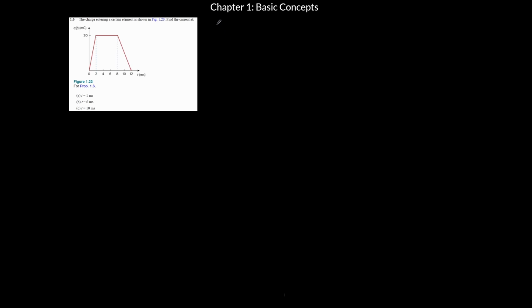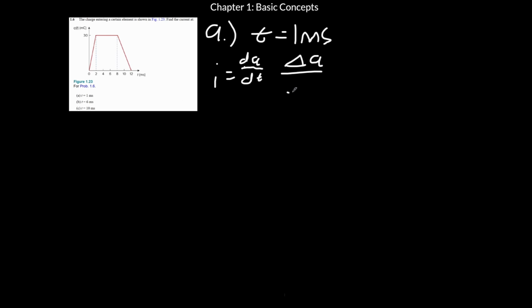For A, we're going to be looking at 1 millisecond, so t is equal to 1 millisecond. And using our formulas from before, we can just see that I is going to be equal to dq with respect to time. So we could use this formula, right?